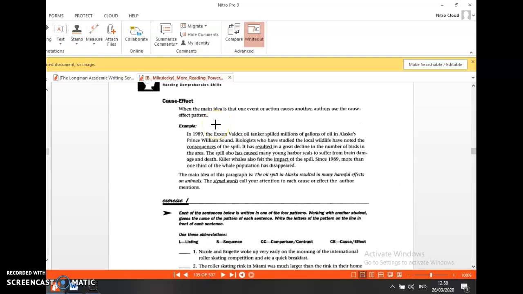And then the last pattern is cause and effect. In cause and effect, of course, we will have the cause and we will discuss the effect. Here we have several single words that can help you to understand whether it is a cause and effect or not. For example, we have consequences, has resulted in, which means berakibat, or efeknya adalah, has caused, menyebabkan, impact, efeknya atau akibatnya, and so on.